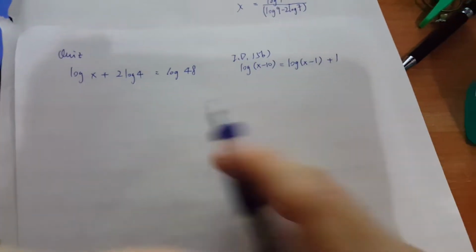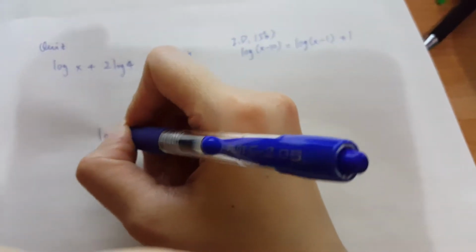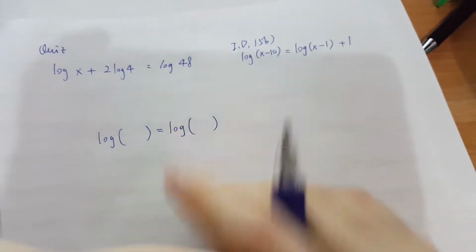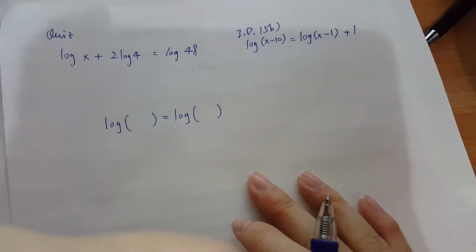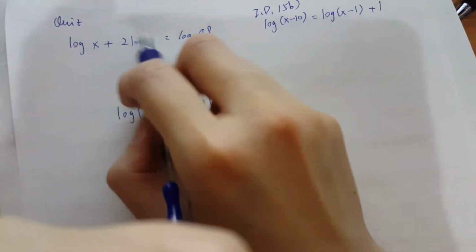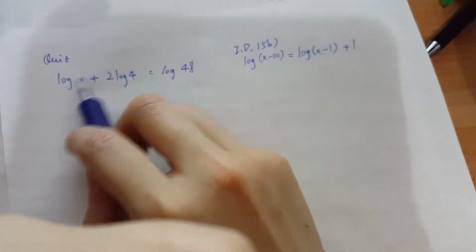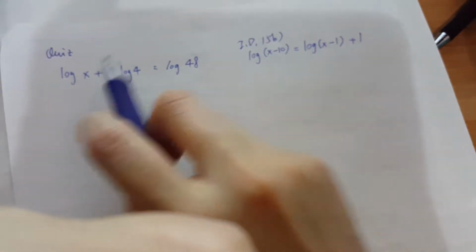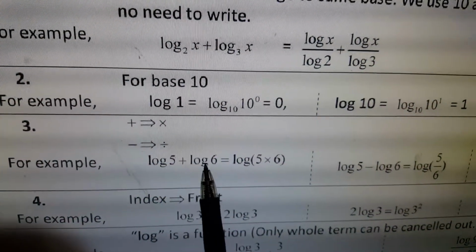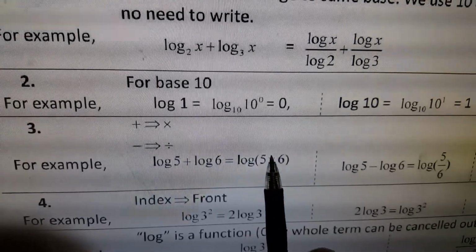So how to remove the log? So first of all, you have to change it to log something equals to log something, and then you can remove the log. Okay, so how? So first of all, you have to combine these things together. So how to combine them? You can't use root 3 directly because, do you remember? Log something plus log something is equal to log and then brackets.